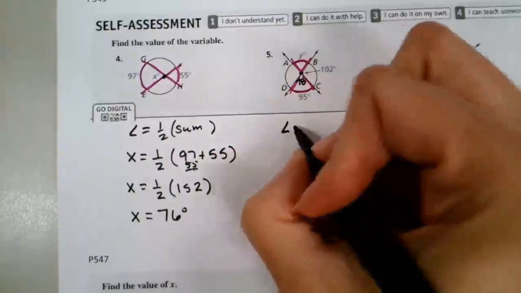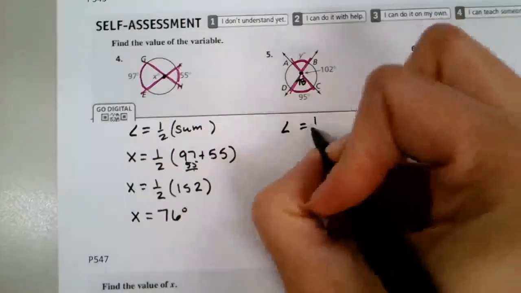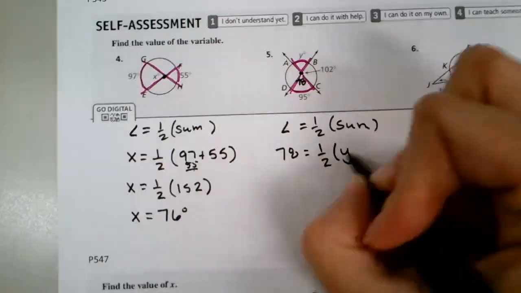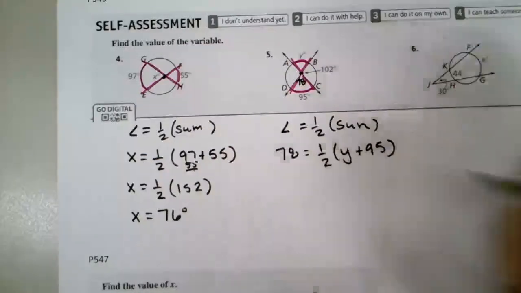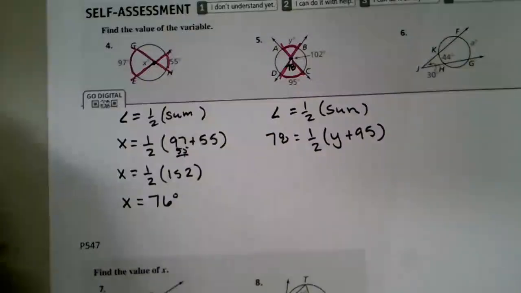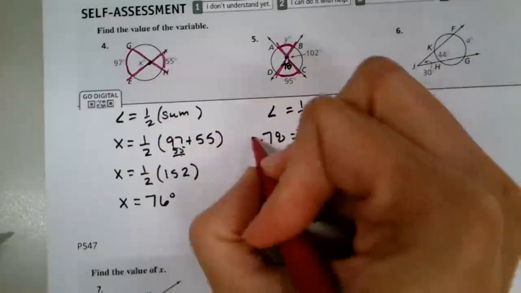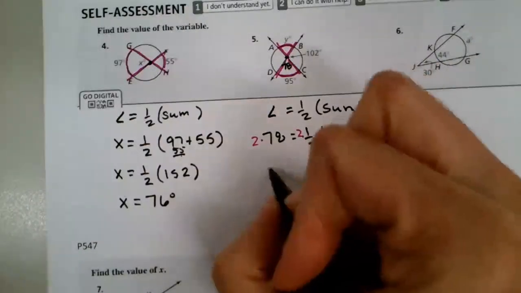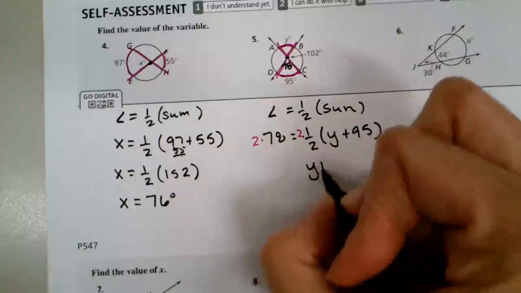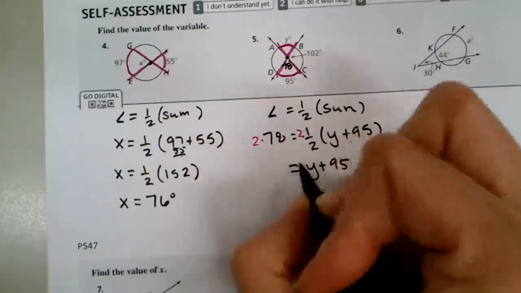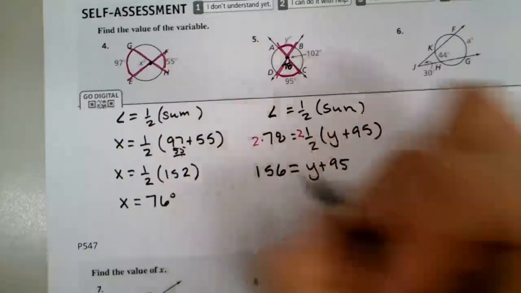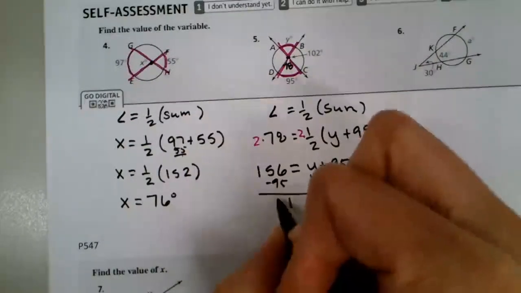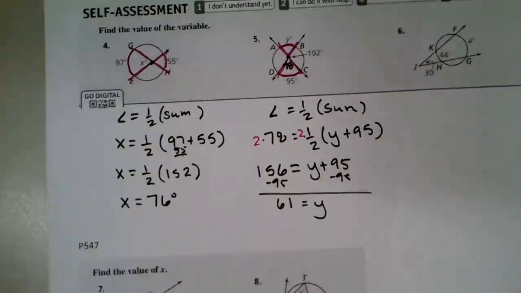So I'm going to say my angle is equal to half the sum, so 78 is equal to half of Y plus 95. Just like we did in the other problems, we're going to get our 1/2 to cancel out by multiplying by 2. And then I have 78 times 2 on this side. On this side, I'm going to be left with Y plus 95. Take the 95 away on both sides, and I'm left with 61 for Y.